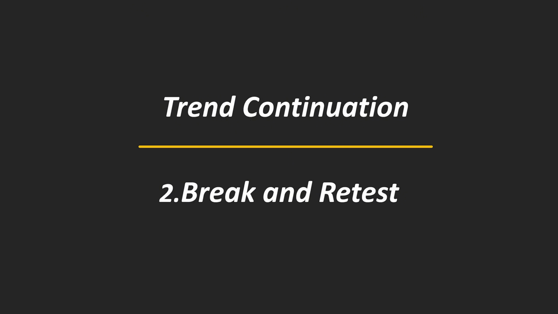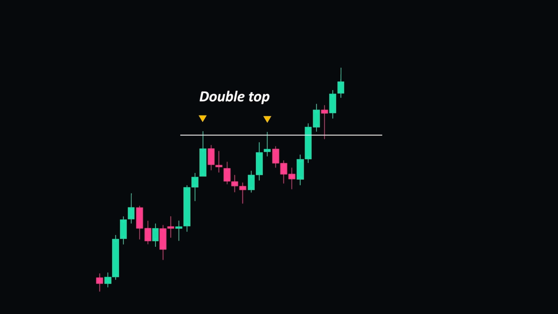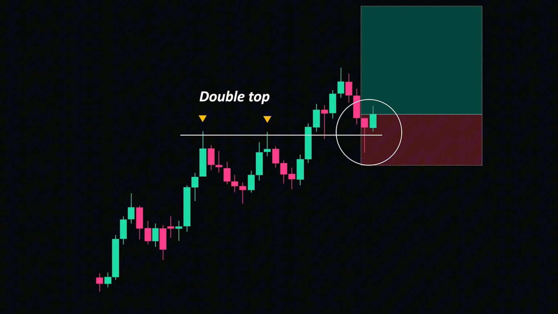The next strategy is break and retest. In a bullish trend, wait for the price to form a double top rejection pattern. When price breaks above this key level, wait for it to come back and retest the area. If the level holds and price shows rejection, like a long wick candlestick, we enter the trade and place our stop loss below the zone.